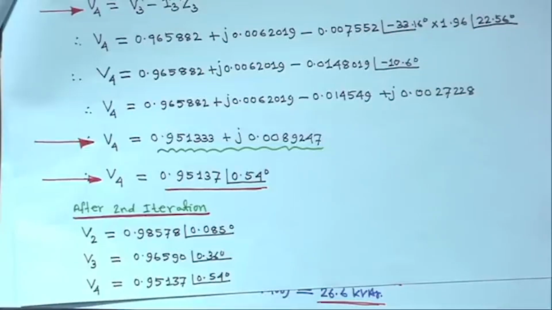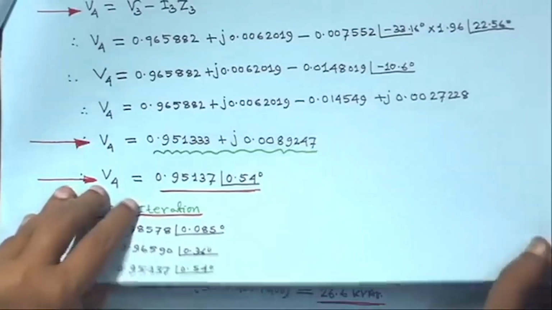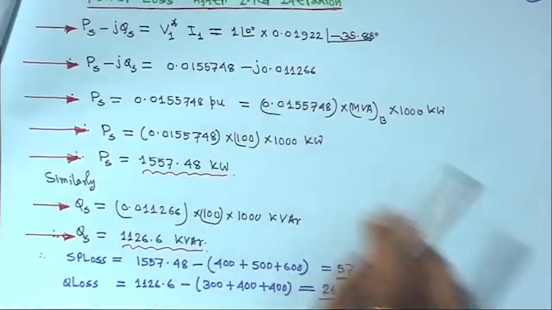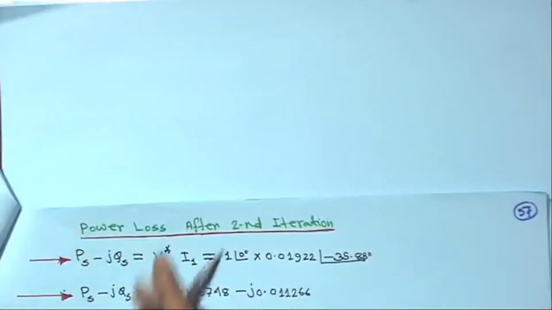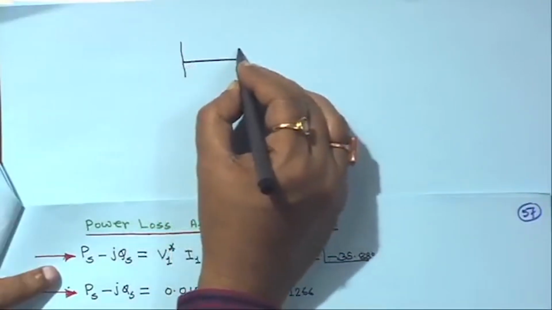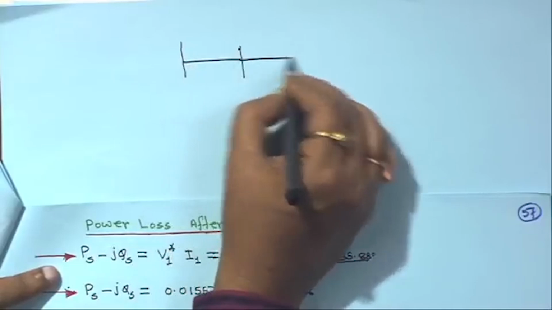How will you calculate the total losses? I will tell you how to calculate losses, the power loss after the second iteration. First I will explain it here. Suppose you have a radial network.